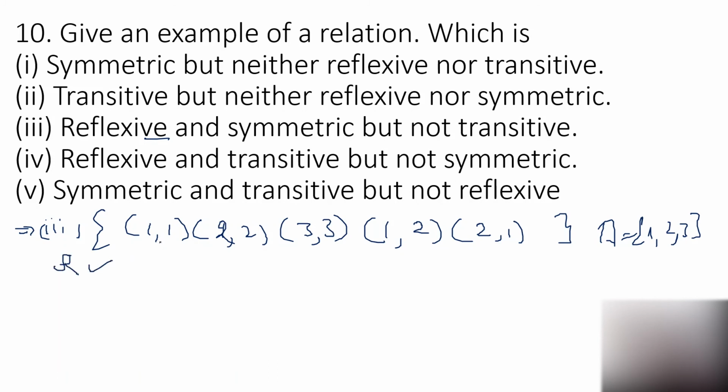Yes, it is reflexive because (1,1), (2,2), (3,3) belong to relation R. Is it symmetric? Yes, it is symmetric because the opposite of (1,1) is also (1,1), the opposite of (2,2) is (2,2), and here (1,2) and (2,1) are also present. It's symmetric. But is it transitive? Let's see.